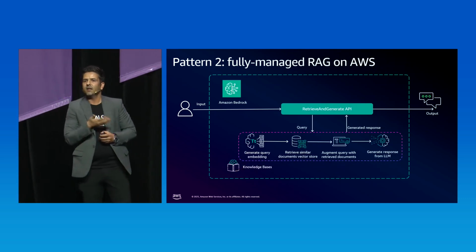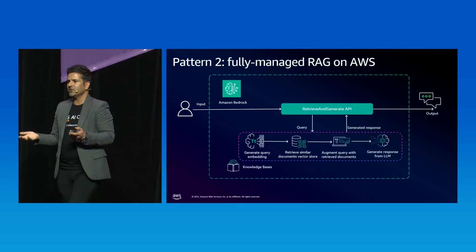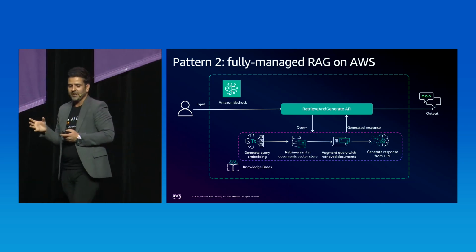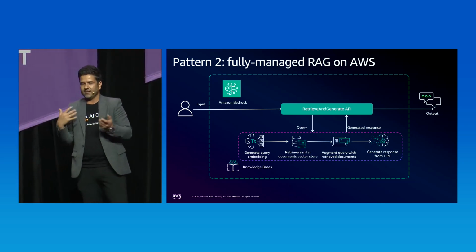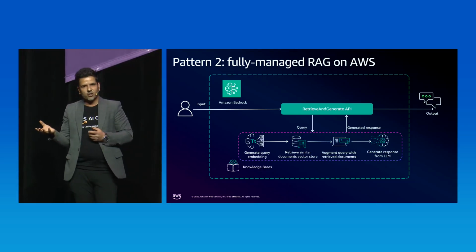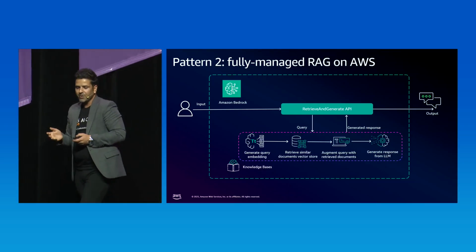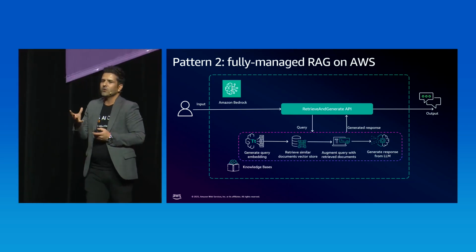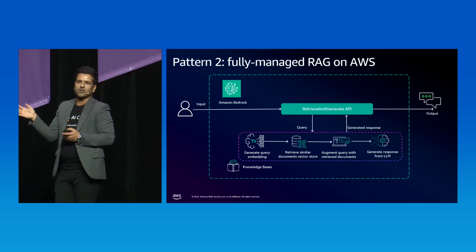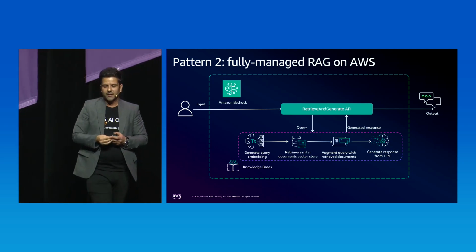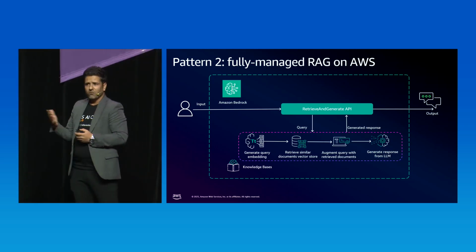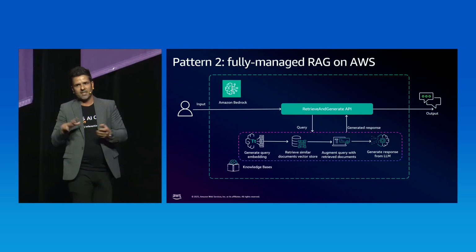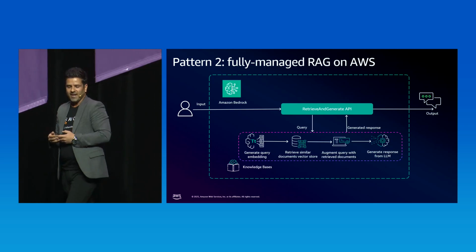The second pattern, as my colleague already talked about Bedrock, is that you can run your whole RAG system in a fully managed way, and it's just API based, right? You have this Retrieve and Generate API that you can leverage, and then you can run the whole RAG system and abstract away the whole infrastructure. For sure, you don't have a lot of flexibility if you want to make customizations, but this is for teams that want a managed-style RAG system on AWS.